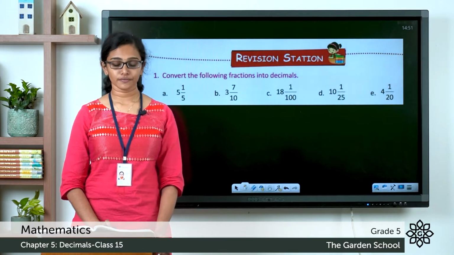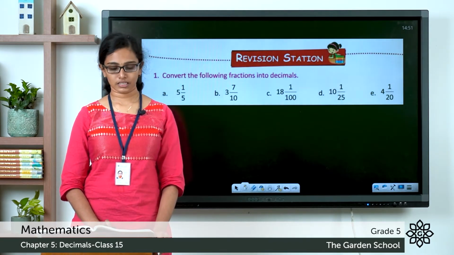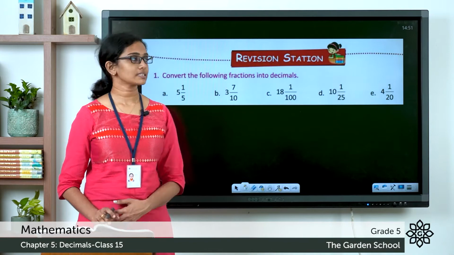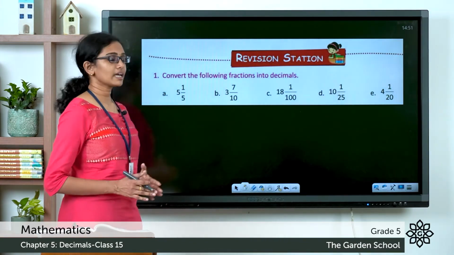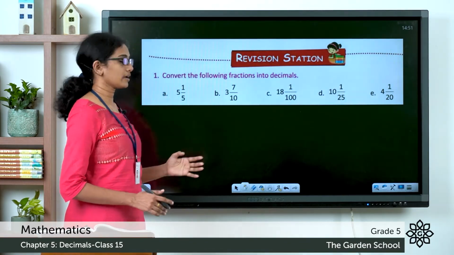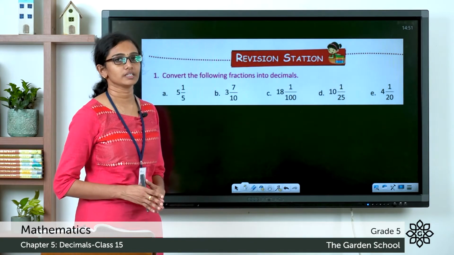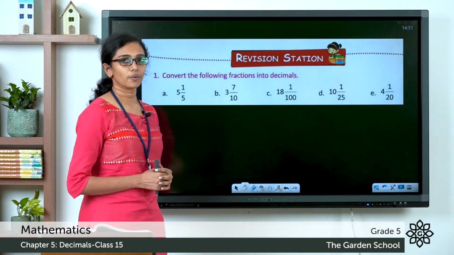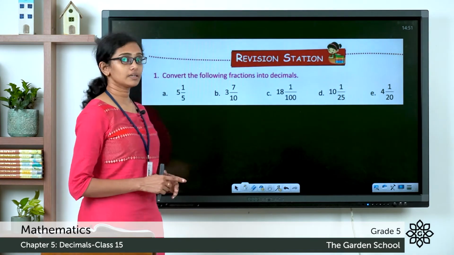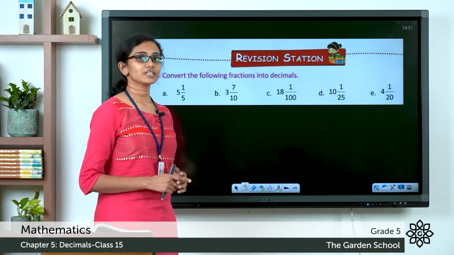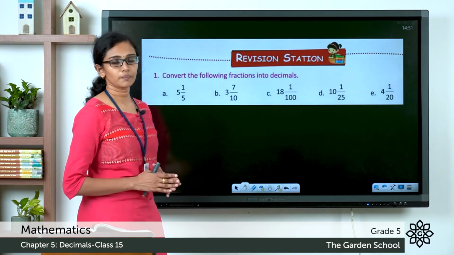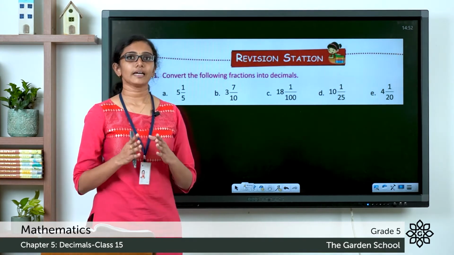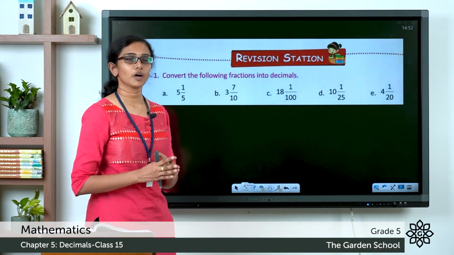Convert the following fractions into decimals. And you have 5 questions given there. Question A is 5 1 by 5, which is a mixed fraction. You are asked to convert this fraction into decimal form. Since we are given a mixed fraction, let's first convert this to an improper fraction. So how do we write 5 1 by 5 as an improper fraction?